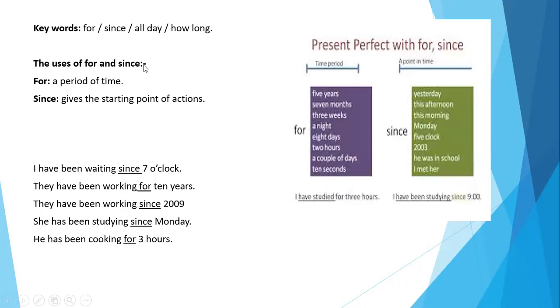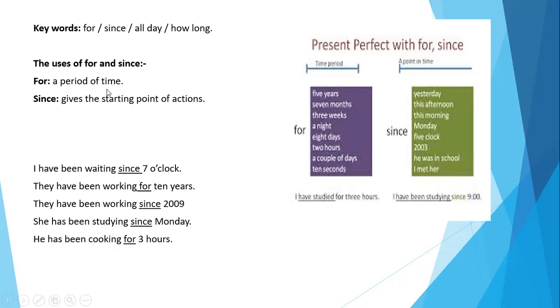Here we have keywords for this grammar. We have for, since, all day, and how long. Now, we have a big difference between for and since. For in Arabic means لمدة, and since means منذ. We use for with a period of time, okay? And we use since to give the start of the period.